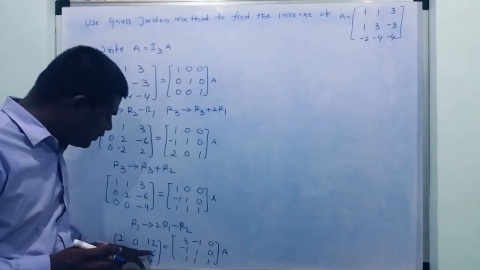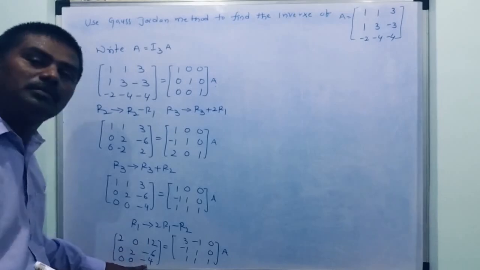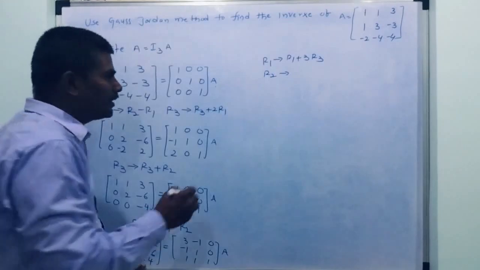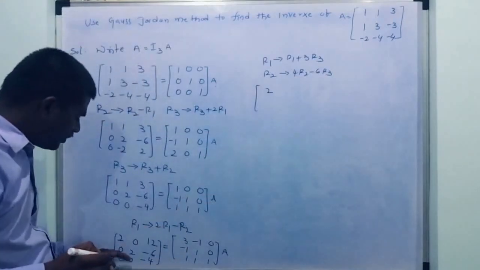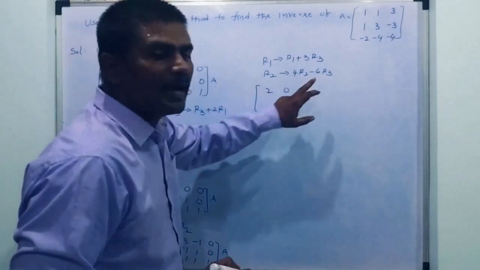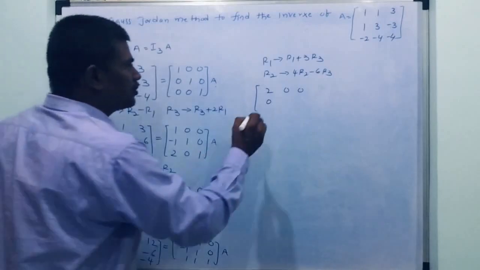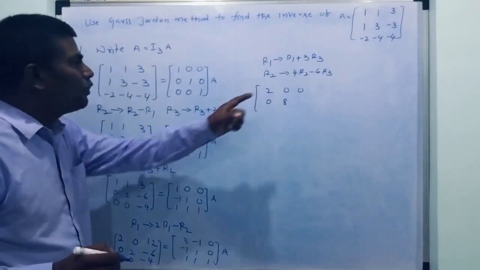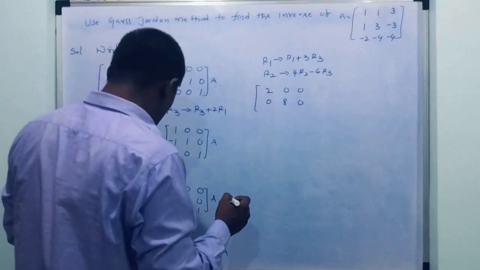Now use this element and make these two elements 0. How? R1 tends to R1 plus 3R3 and R2 tends to 4R2 minus 6R3. R1 plus 3R3 gives 2 0 12 minus 12, which is 0. 4R2 minus 6R3 gives 0, 8, and 4 times minus 6 is minus 24, plus 24, which becomes 0. No change in the last row. That means 0 0 minus 4.